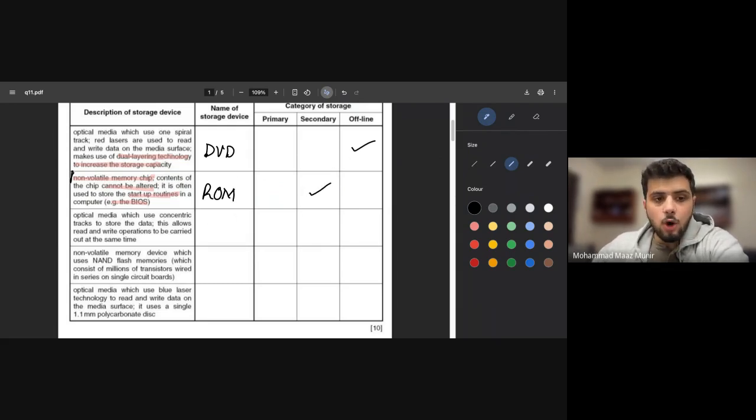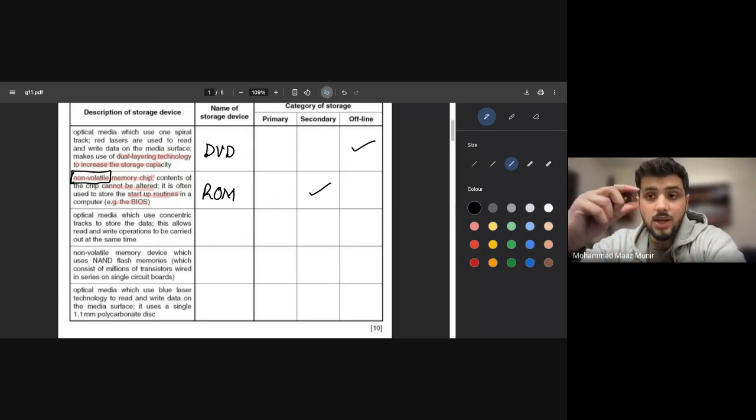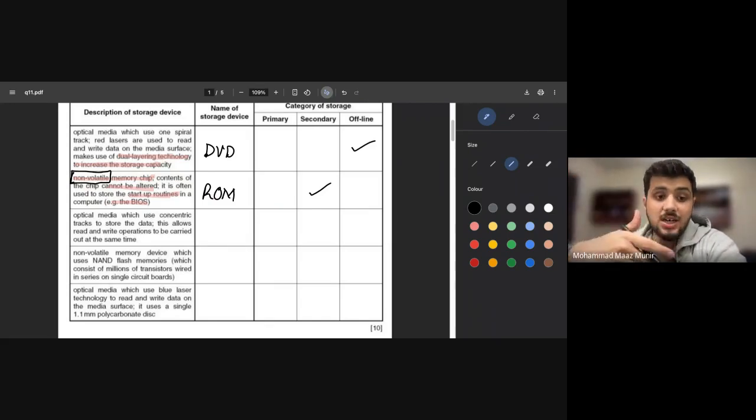What do we mean by non-volatile? This should be a question. Whenever you hear the word non-volatile in your computer science syllabus or exam, it means that it is something that cannot be deleted. So a non-volatile memory chip means that the data is permanently stored. It's not there for the time being, or, as Zulkarnain said, not there for temporary purposes. So you have a memory chip which stores the data permanently.